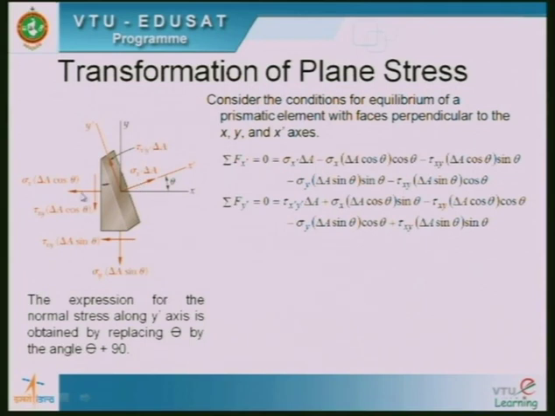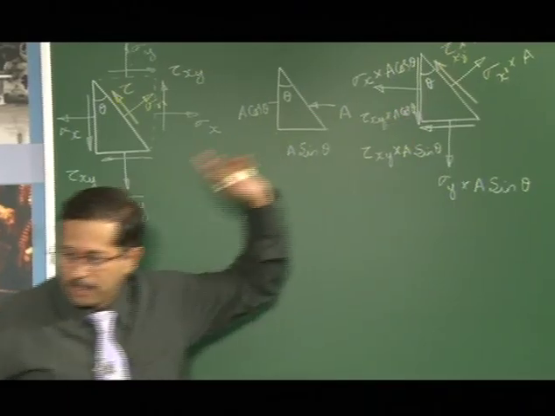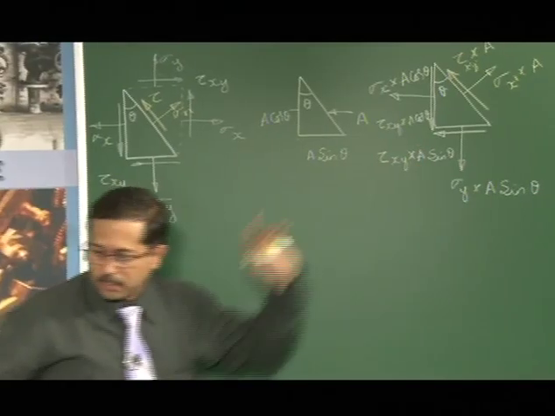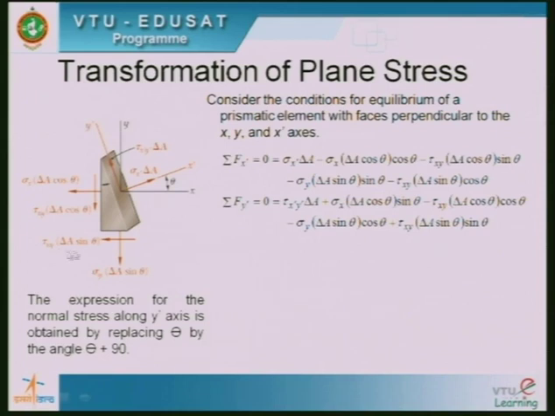Okay. So, the forces that are going to be acting here are sigma x delta A, which I have written as sigma x A cos theta, and tau xy delta A cos theta, which I have written as tau xy A cos theta. Instead of delta, I have taken it as area there, that is it. So, this one would be tau xy A sin theta, indicated as delta A sin theta, and sigma y delta A sin theta along this.